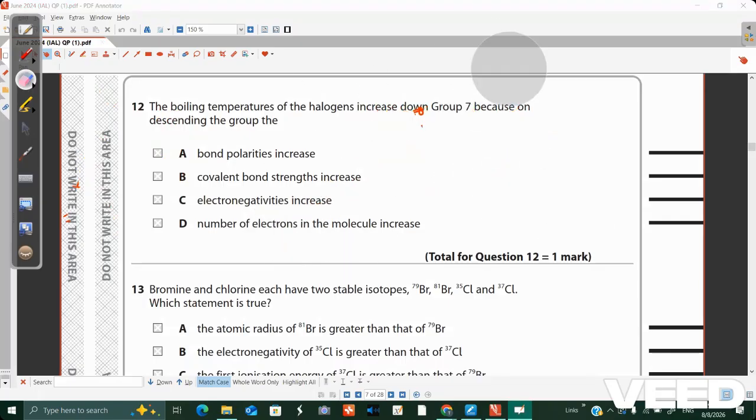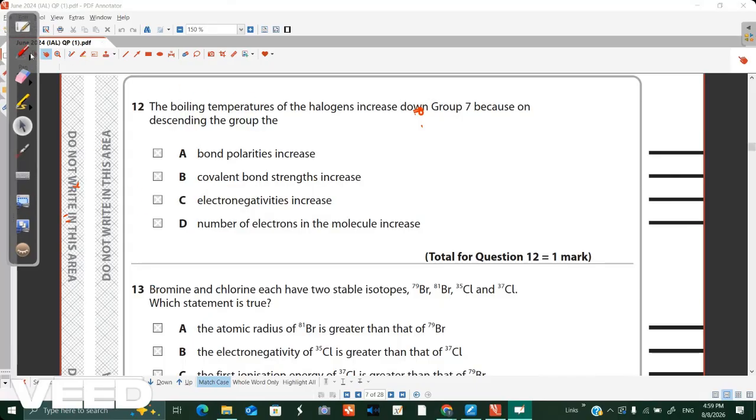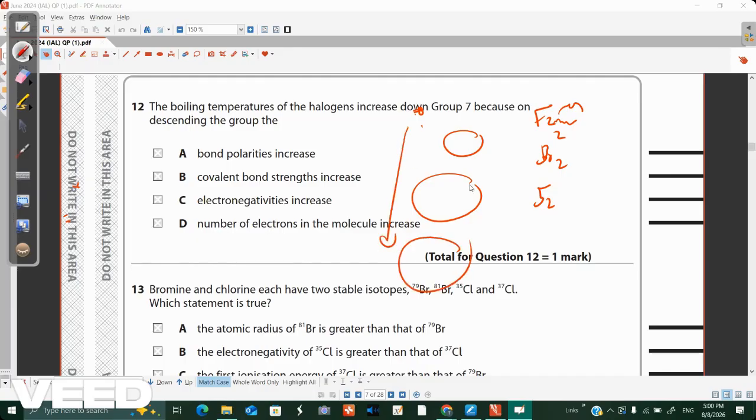12th one. The boiling temperatures of the halogens increase down group 7 because of descending the group. Halogens means chlorine, bromine, iodine. Likewise, fluorine, chlorine, bromine. These are gases, so between them they have only what? They are talking about intermolecular interactions. So molecules are becoming larger and larger going down the group. So therefore, ID forces, the intermolecular interactions, are getting stronger and stronger, right?